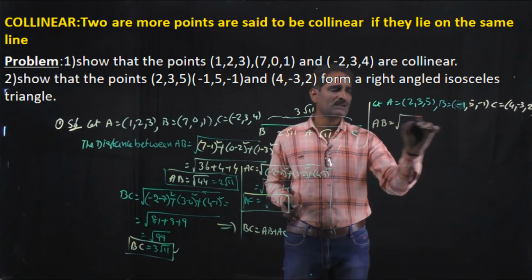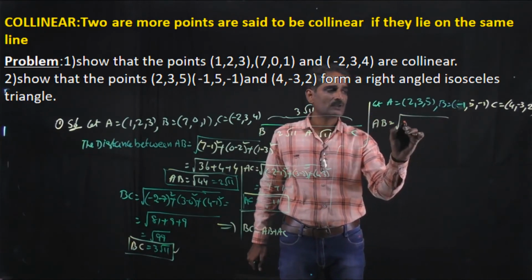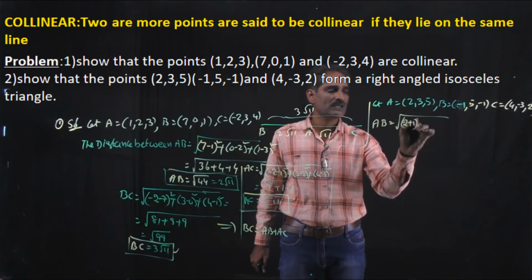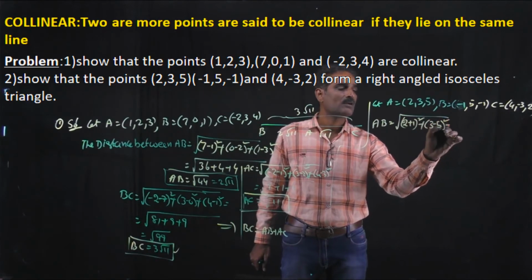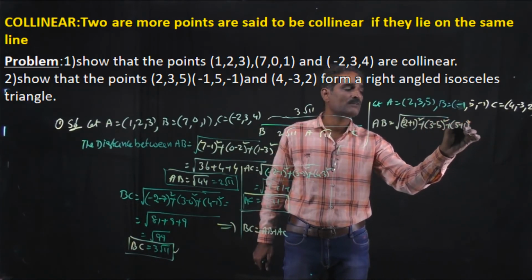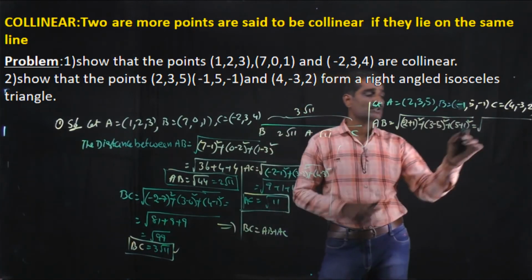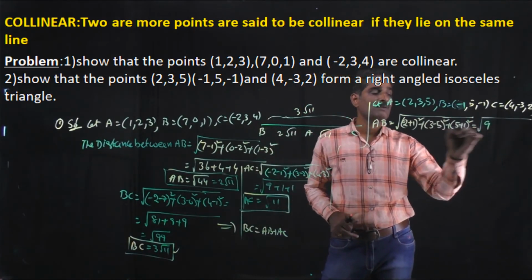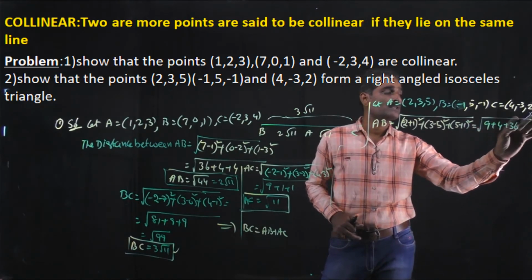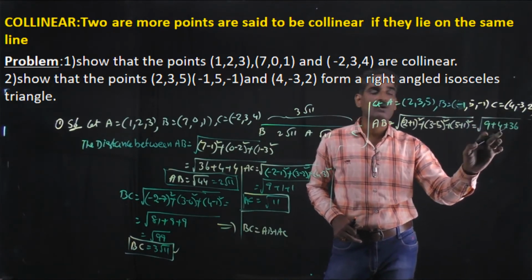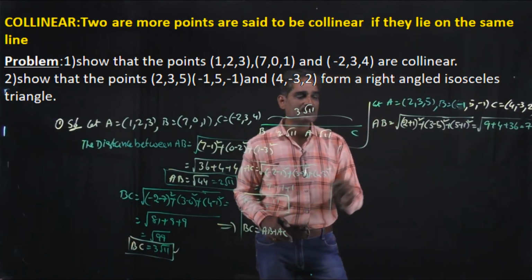So what about AB? AB is the square root of (2 minus (-1)) whole square, that is (2 plus 1) whole square, plus (3 minus 5) whole square, and (5 plus 1) whole square. This is nothing but (2 plus 1) whole square, 9, (3 minus 5) whole square, 4, and (5 plus 1) whole square, 36. So 36 plus 4 is 40, plus 9 is 49, that is equal to 7. The length of AB is equal to 7.